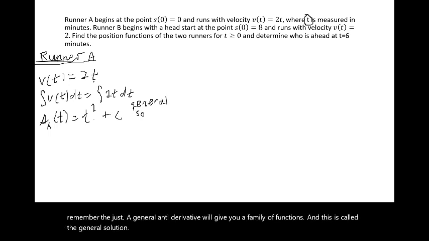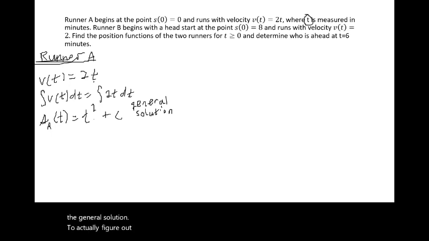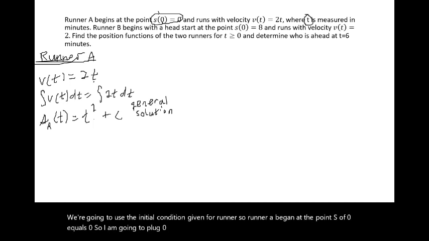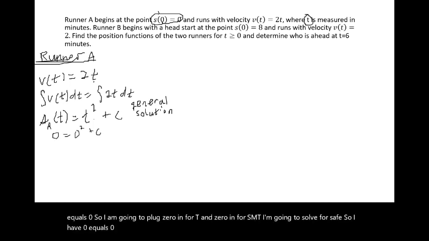To actually figure out what c is, and get the actual position function for this specific runner, we're going to use the initial condition given for runner A. So runner A began at the point s of 0 equals 0. So I am going to plug 0 in for t and 0 in for s of t, and I'm going to solve for c. So I have 0 equals 0 squared plus c, giving us c equals 0.